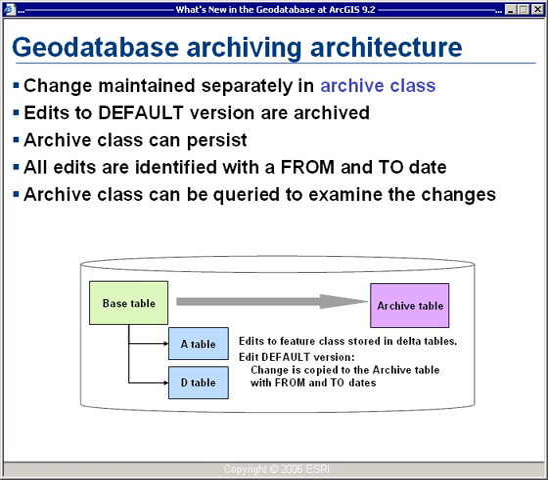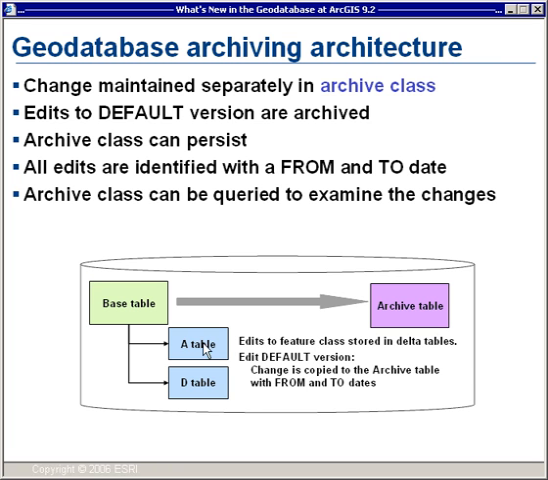To facilitate answering these questions, all the changes that have been made to that archive-enabled class are stored in a separate archive class. Only the changes that are made to the default version of that class will be archived, and they're going to be archived with a from and to timestamp so that we know when that edit was current.